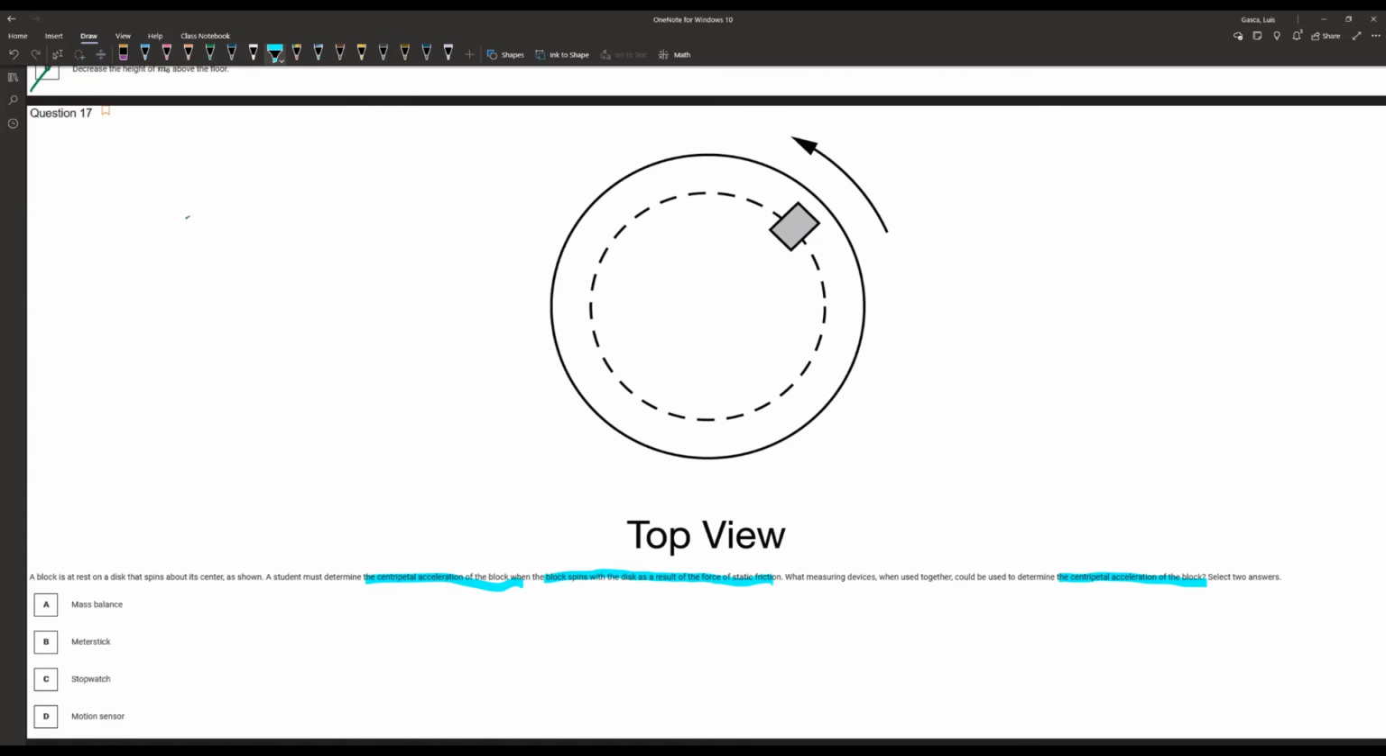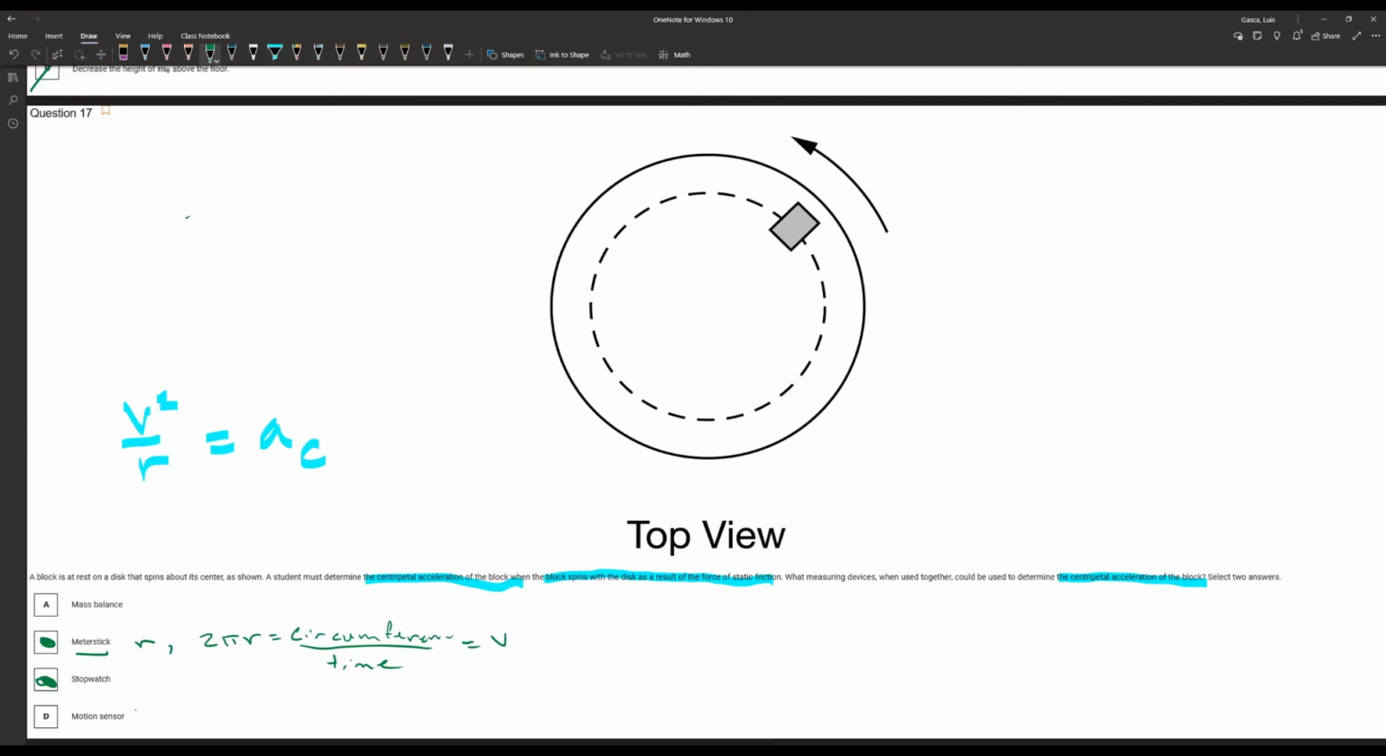All right. So we're looking to be able to measure the velocity and the radius. That's what the centripetal acceleration depends on. v squared over r is the centripetal acceleration. So if we can get a meter stick, we can get the radius. And if we know the radius, we can do 2 pi r to get the circumference. Then if we take the circumference and divide it by the time, that'll give us the velocity along that path, or the tangential speed. So I think the meter stick and the stopwatch are the best answers.